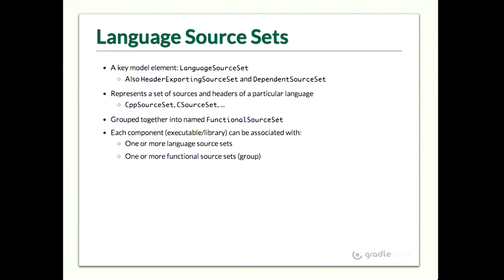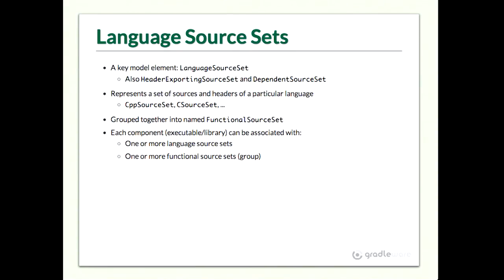So I'll just go through what source sets are in the native space first. We have the concept of a language source set. A language source set is a set of files for the same language. So a set of C++ files, or a set of C files, a set of assembler files. They also may, for certain languages, have a set of header files associated with them. So you can have C++ plus the header files associated with that C++. And we call that a language source set. That's a key concept here.